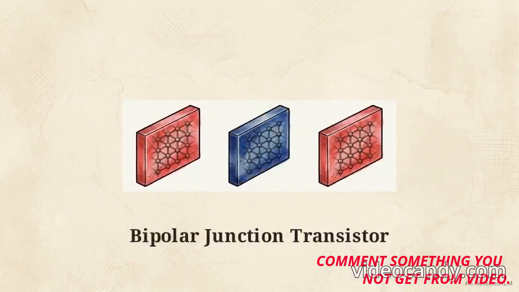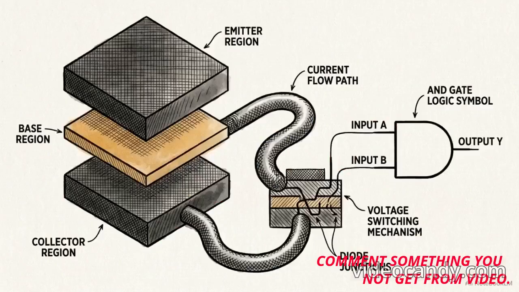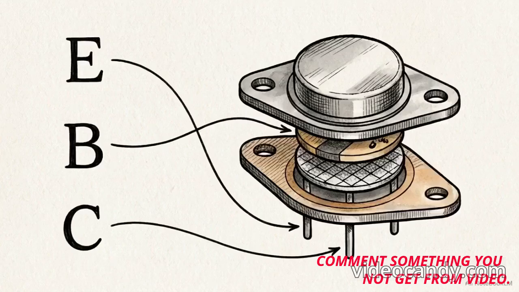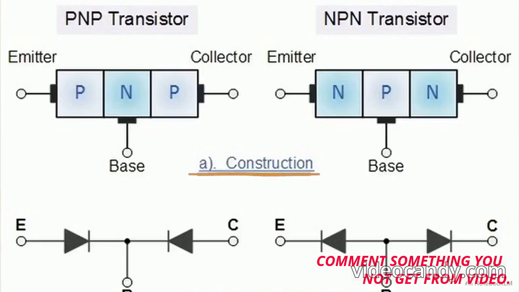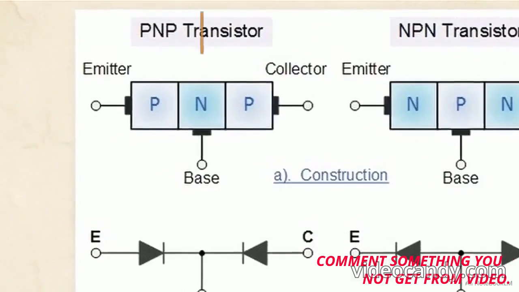When we join 3 of these distinct regions together, we create a bipolar junction transistor. This 3-terminal active device can instantly switch between acting as an insulator or a conductor, based entirely on a small applied signal voltage. Every bipolar transistor is divided into 3 functional zones: the emitter, the base, and the collector. Depending on how we sandwich those layers together, we get 2 distinct construction methods.